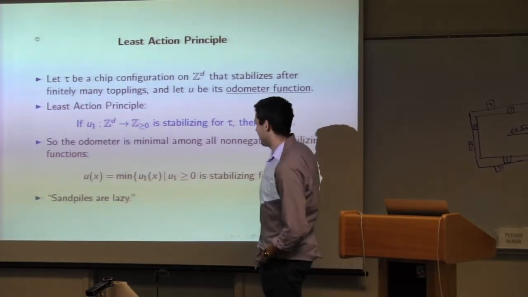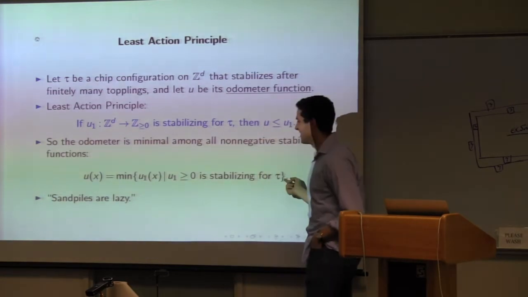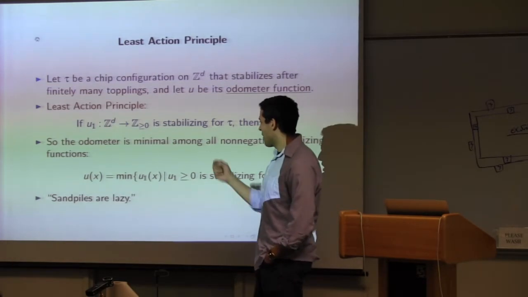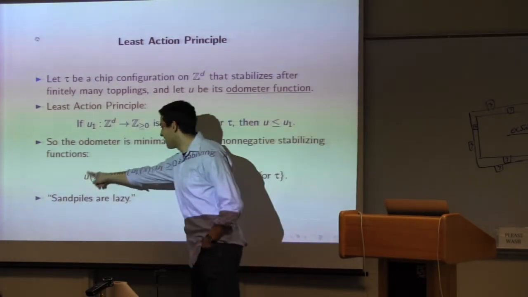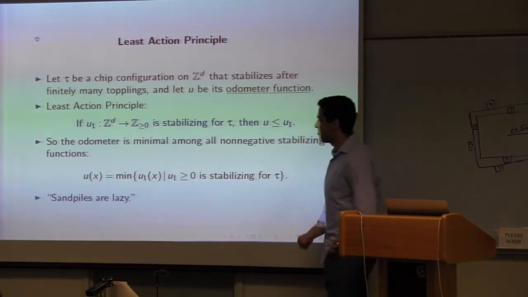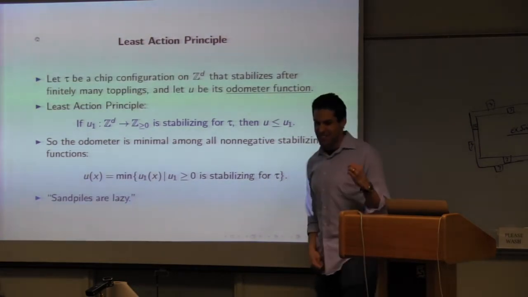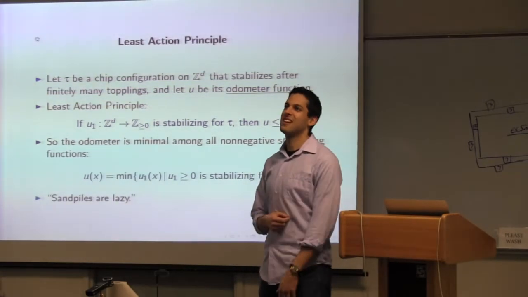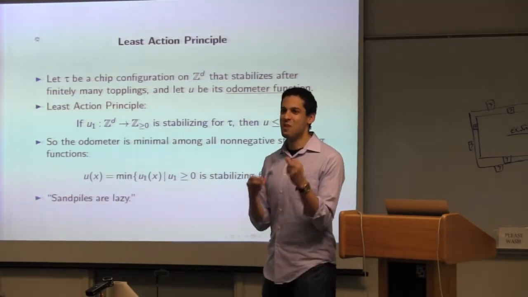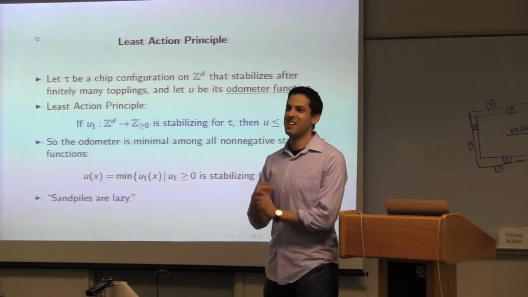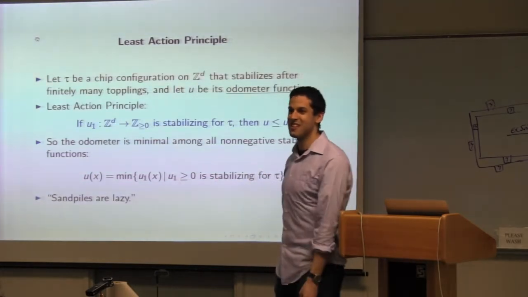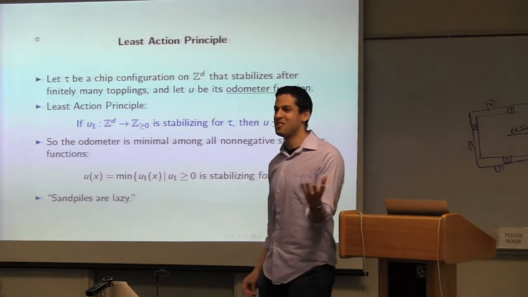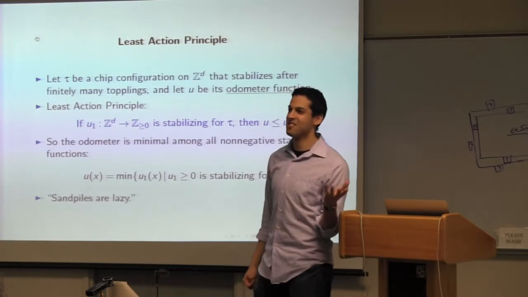The way I interpret this least action principle in English is to say sandpiles are lazy. If you want to know how many times x is going to topple, that's u of x, what you should do is look over all possible toppling procedures, legal or not, and figure out what's the minimum number of times x can topple in order to produce a globally stable configuration. And if you run the dynamics, that's the number of times it will topple. So no site does more work than it has to do.